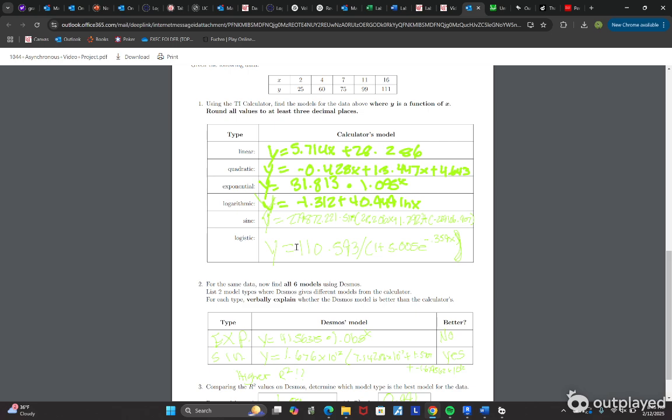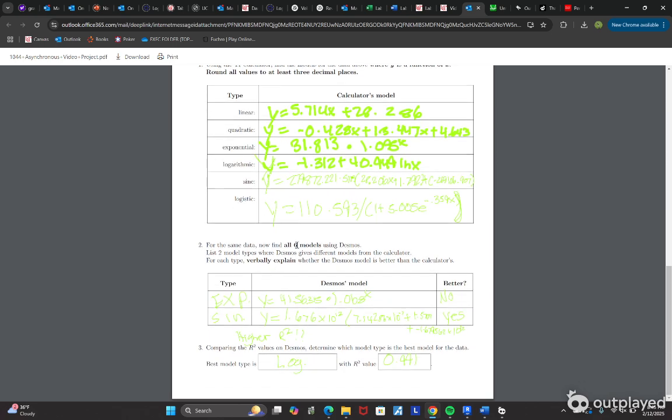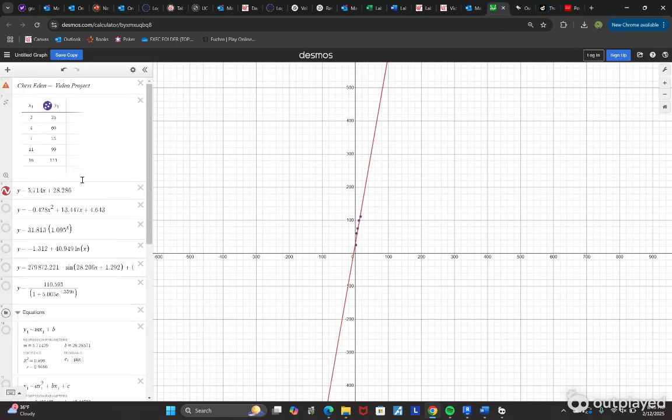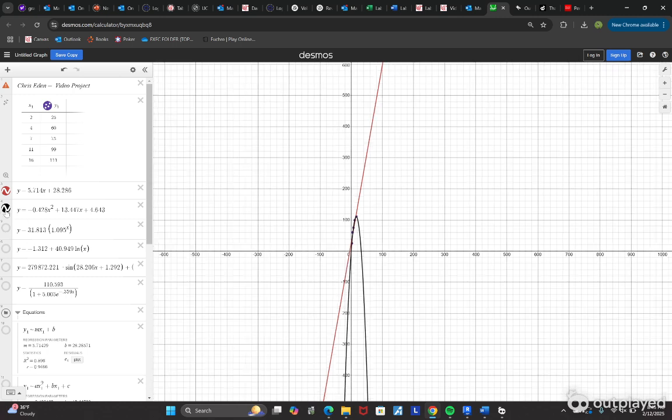Then here, as we look for number 2, these are all the 6 models that we use for Desmos. So I'll go ahead and show you that now. I put in the table there. I'll go ahead and get all of these. So here's your linear.